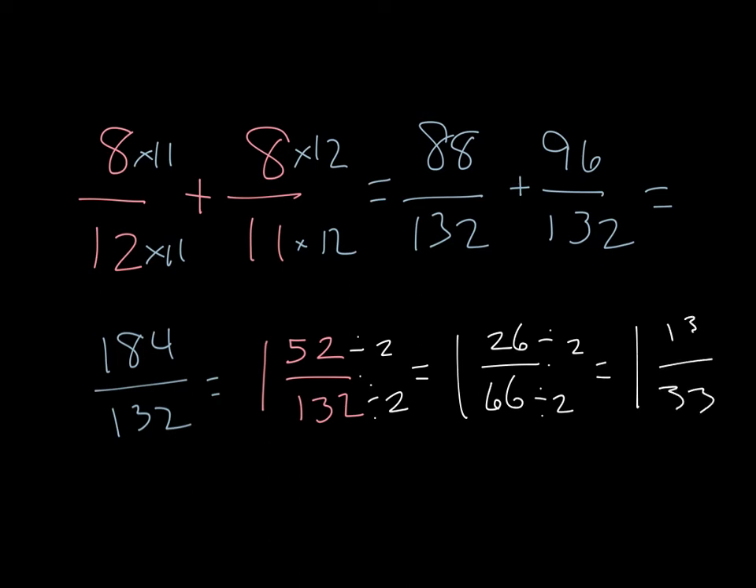Cannot reduce any further. Remember, a key is that my 13 is a prime number. 33 is actually a composite number. There's multiple numbers that multiply together to equal 33. That's our final answer right here. That is a tricky one.